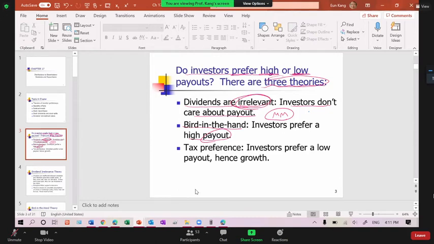So they like cash. And finally, the tax preference theory. Investors prefer a low payout because what? If they get dividends, they have to pay tax, right? So they prefer low payout. So they like growth stock rather than income stock. Income stock is high dividend paying stocks, like utility companies. They pay high dividends. So three theories: one says that dividends are irrelevant, bird in the hand says that people like high dividend stocks, and tax preference theory says that people like low dividend stocks. Then which one is correct, right? So let's check.